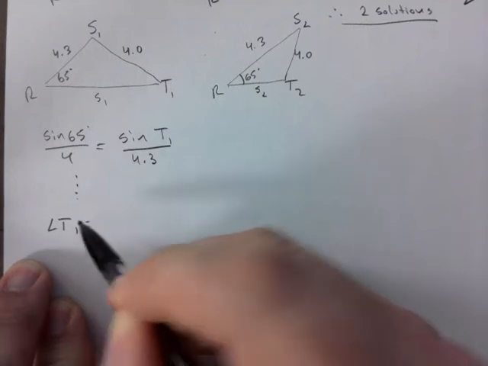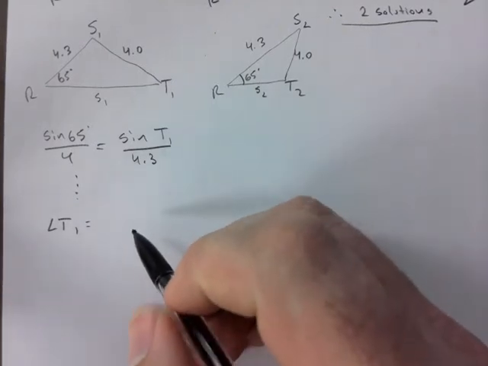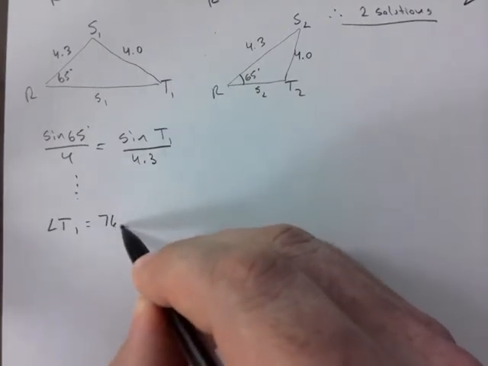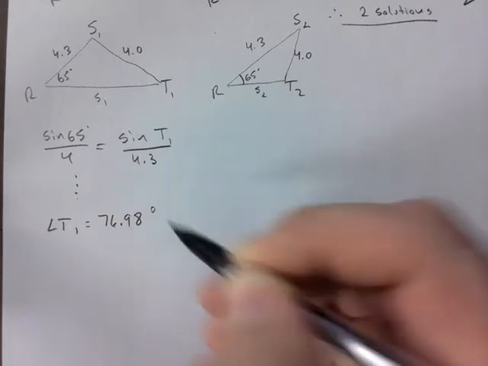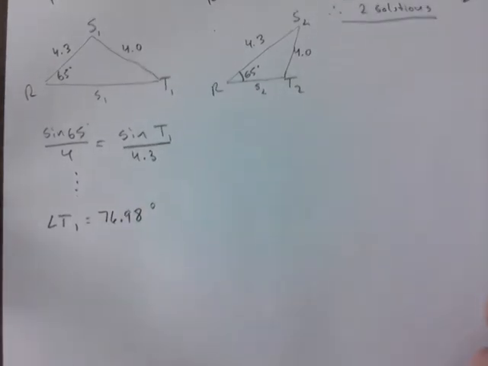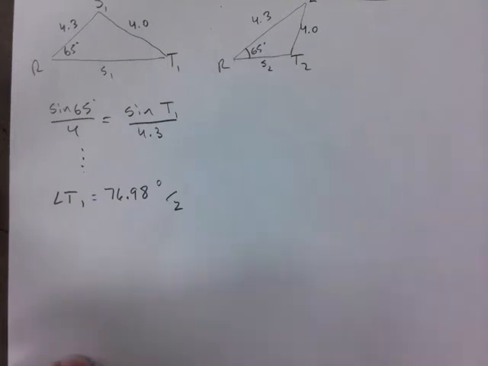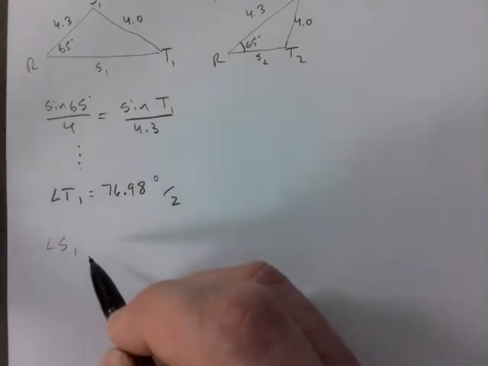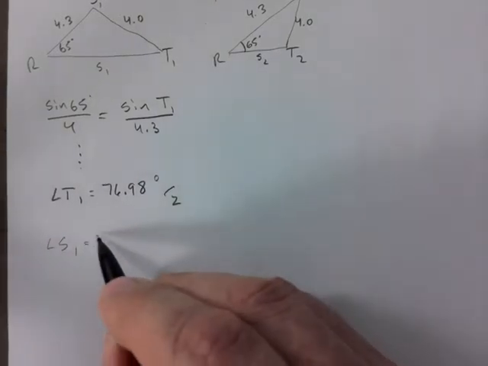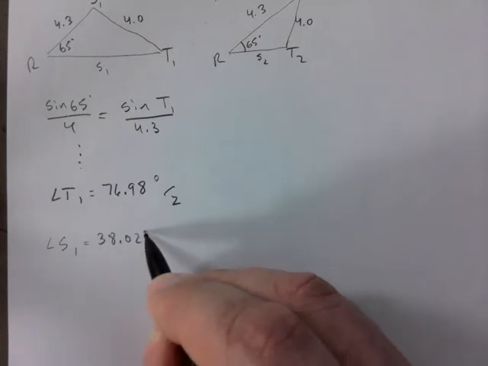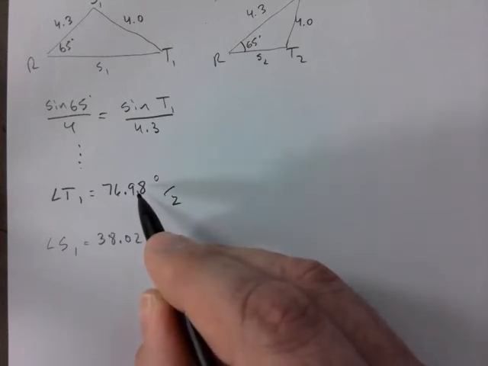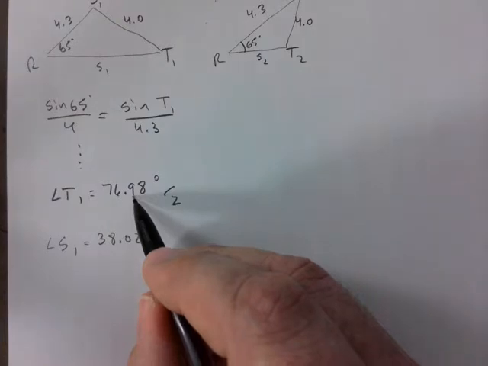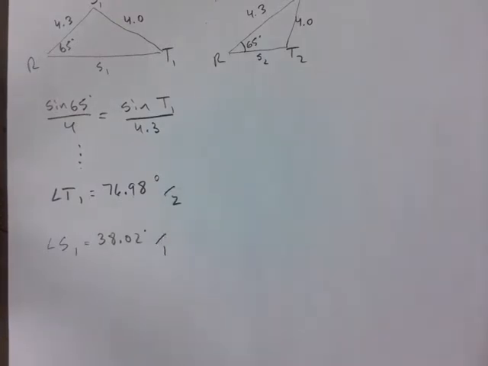T1 is going to give you 76.98 degrees. Okay, so I would give you 2 marks if you come up with a 76.98. That is worth 2 marks if you get that right. And then angle S1 is 38.02. You're right, you just subtract the 65 and the 76.98 from 180. I give you 1 mark for that.